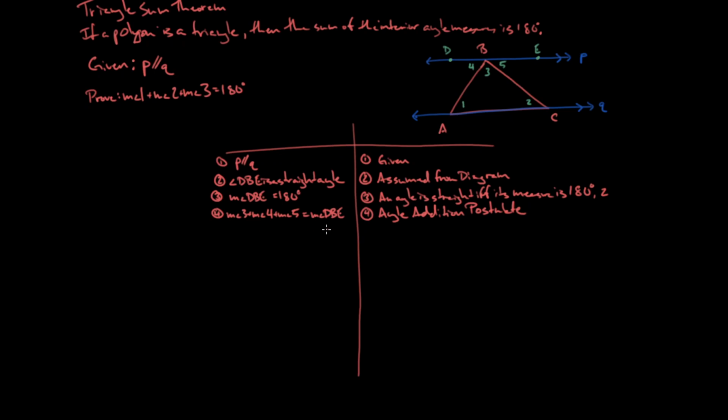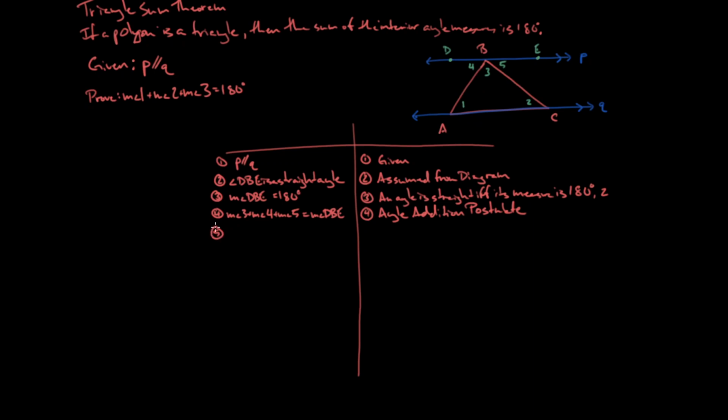Okay, so now I have some linking going on here. I have the measures of angle 3, 4, and 5. They're equal to the measure of angle DBE. The measure of angle DBE is equal to 180. I could substitute that right now, but I'm going to save it for later and do all my substituting at one point. But I can see how I'm starting to link these together. Now I actually need to link 1 and 2 with 4 and 5. And so I'm going to do that next.